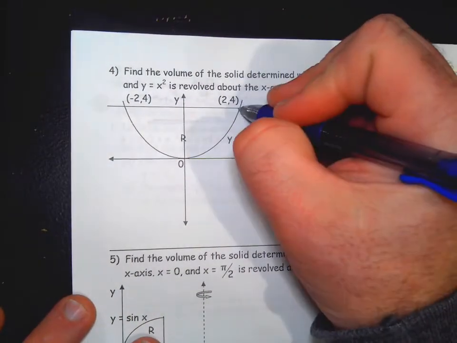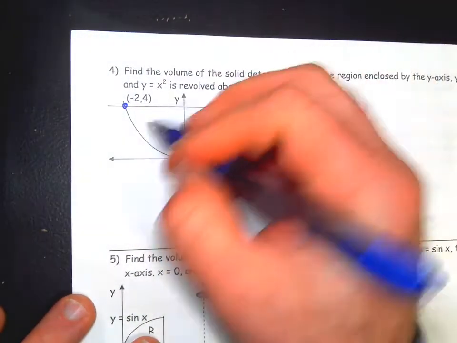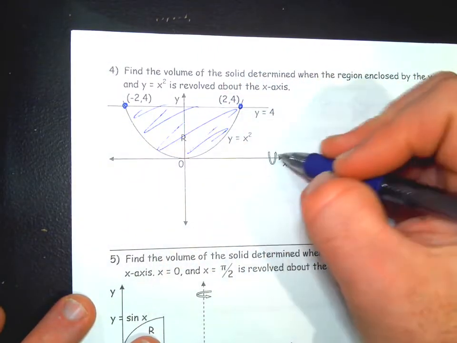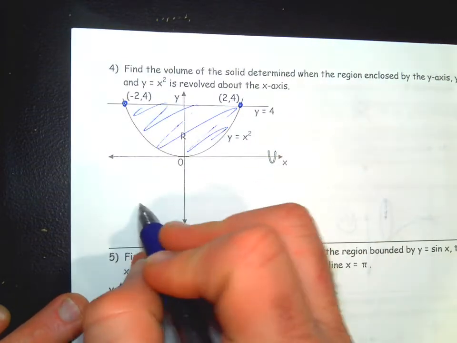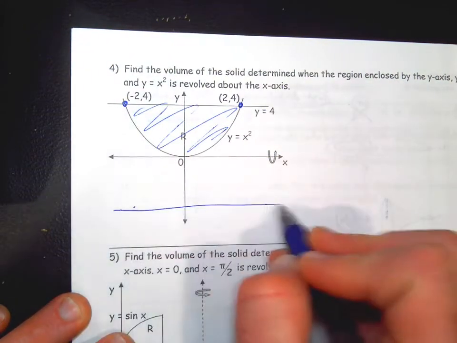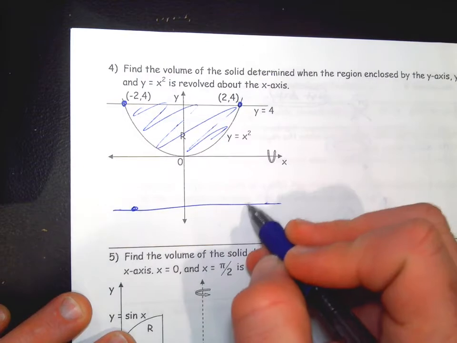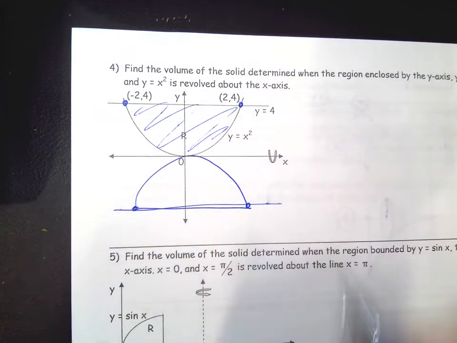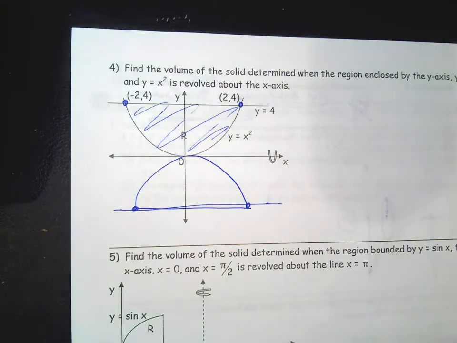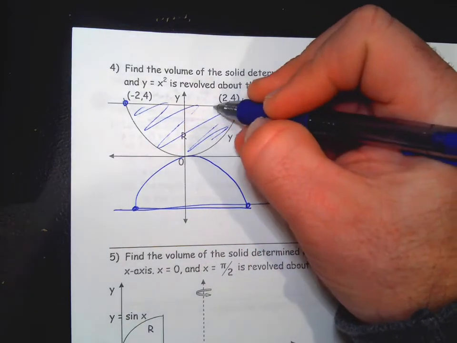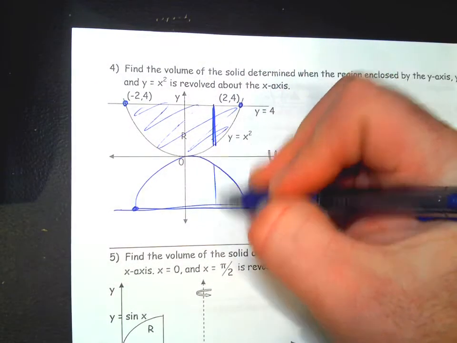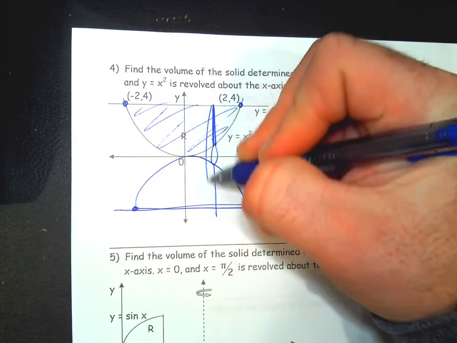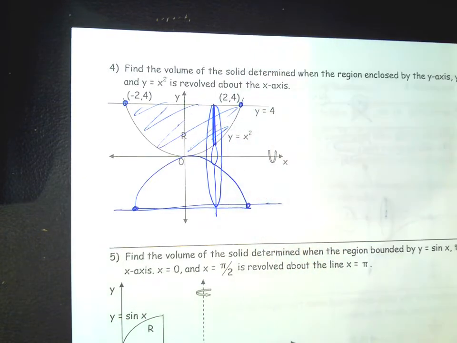Next one here. This is the region, and I'm going to spin it around the x-axis. So we want to try and get the corners, something like that. If you want disk washers, you want to slice it perpendicular to the axis of rotation to get your one slice.